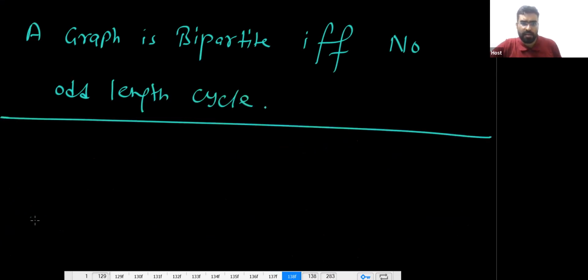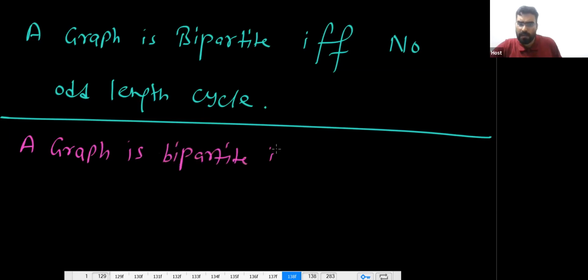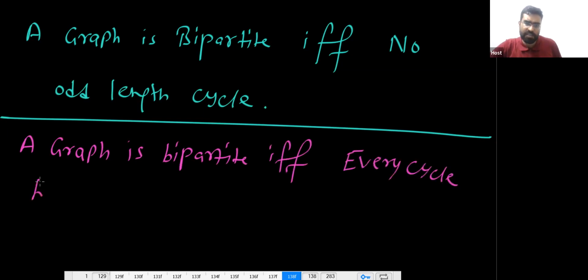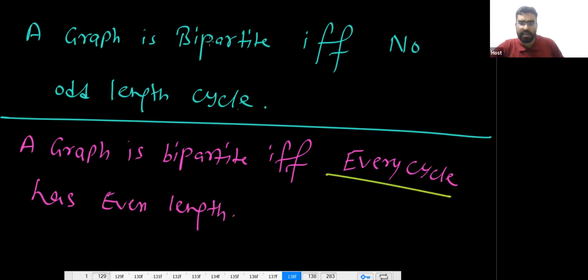Another statement: the graph is bipartite if and only if every cycle has even length. The same statement I can write like this: a graph is bipartite if and only if every cycle has even length. So this is the idea.